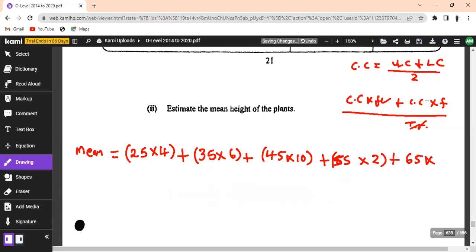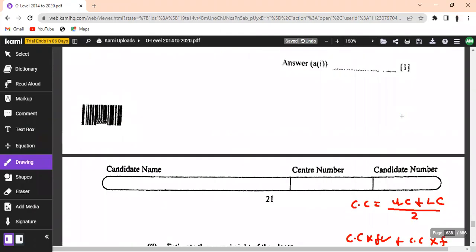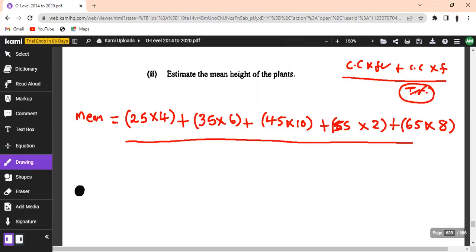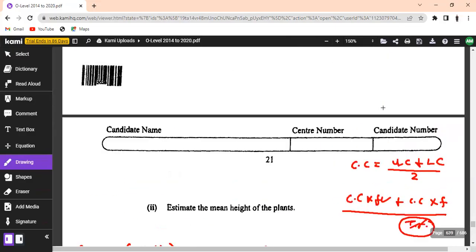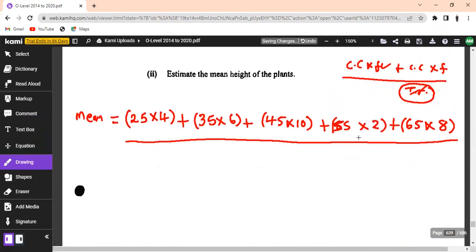And the last class here, at a frequency of what? This is the frequency of 8 here, so you're going to multiply by 8, which is your frequency. But you have to divide everything by the total frequency. You're supposed to add all these numbers, but lucky enough, they gave us the information that the table shows heights of 30 plants. So that is your frequency there, which is 30. You're going to just divide this by 30.